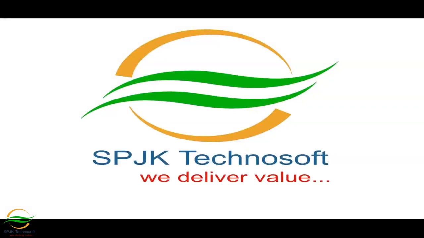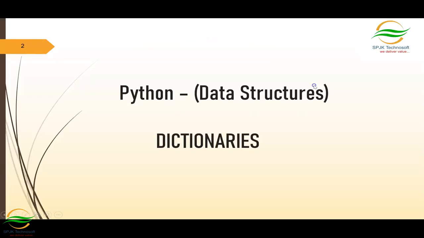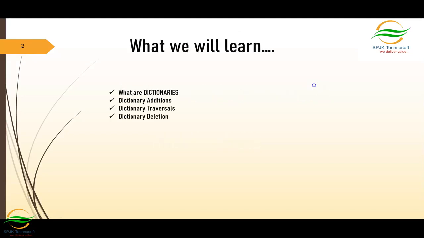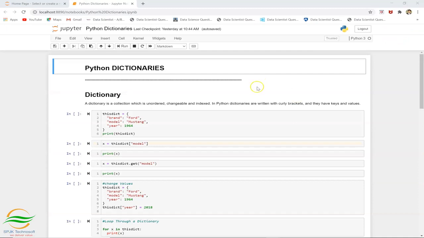In this video, we are going to see about Python dictionaries. So dictionaries are also part of data structures. So what we are going to learn today: what are dictionaries, how we can add items to dictionaries, how we can traverse the dictionaries, and how we can delete the elements in the dictionary. So let me open my editor. Yeah, again I am using Jupyter Notebook as my editor. You can opt for any of the editors which are available in the market.